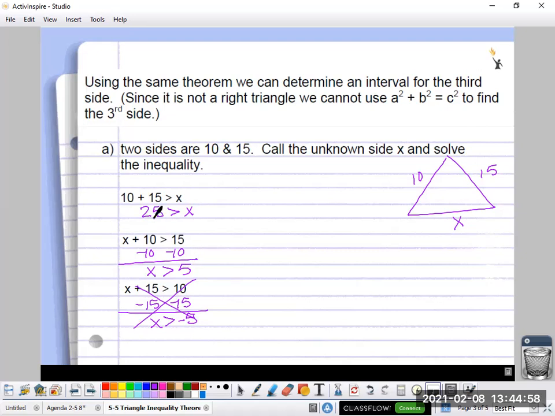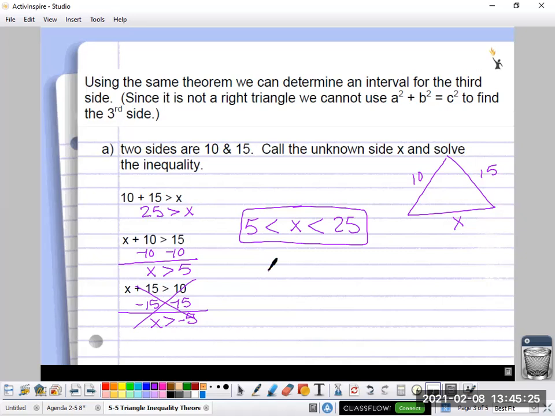Now there is a proper way of writing this. Here's how we do it. We start off with the low number: 5 is less than x is less than 25. And that's how you properly write our interval there. Start with the low number, x goes in the middle, everything points to the left because they're less than, and then the high number.